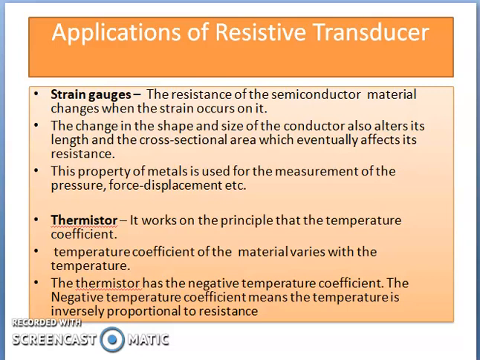Now, coming to the thermistor. It works on the principle of temperature coefficient. The temperature coefficient of the material varies with the temperature. The thermistor has a negative temperature coefficient. That is, the negative temperature coefficient means the temperature is inversely proportional to the resistance. That is, if we increase the temperature, the resistance decreases.